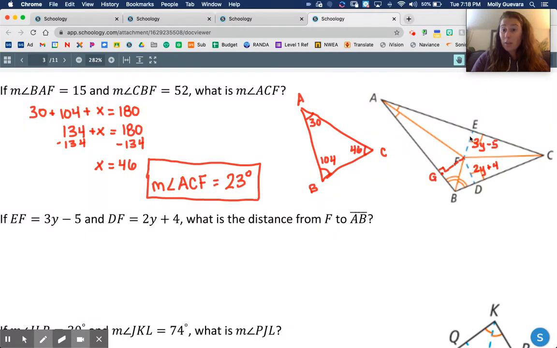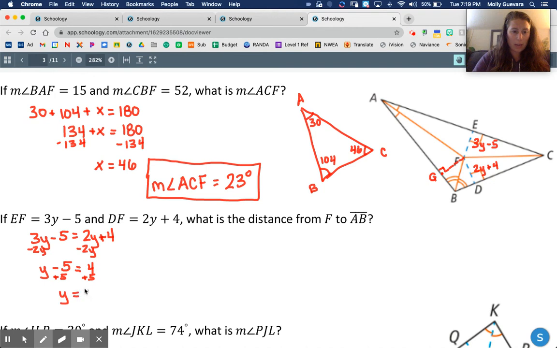So I know that EF and DF and GF are all the same length because these are all angle bisectors. So since I know that they're all the same length, I can say that 3y minus 5 has to be the same as 2y plus 4. Has to be the same length. So I'm going to solve for y, so it's minus 2y, which gets me y minus 5 is equal to 4. I'm going to add 5, and I get y is equal to 9.